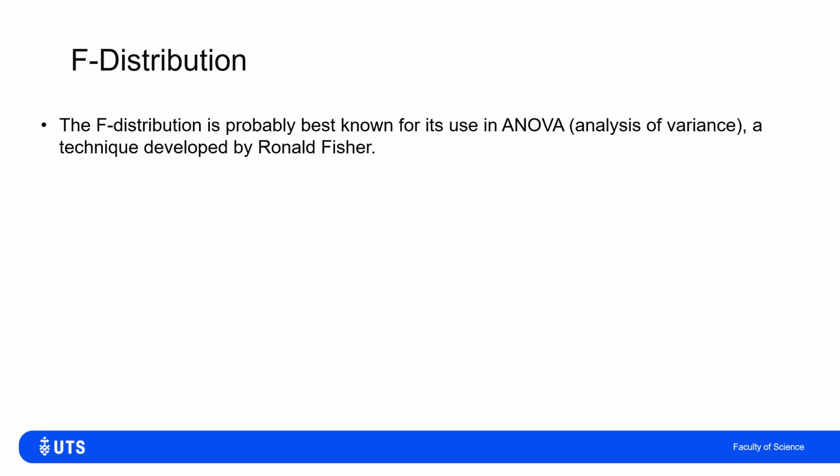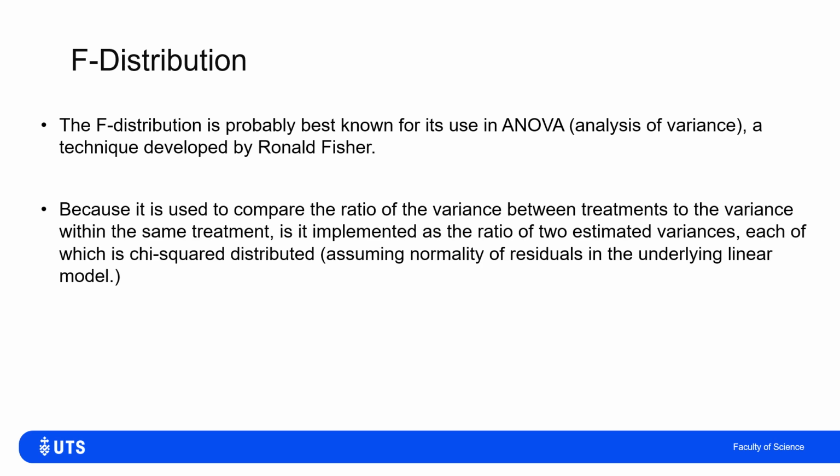Okay, so we know that it's the ratio of a chi-squared divided by its own degrees of freedom to another chi-squared divided by its degrees of freedom. But why did Fisher come up with this, and why does anybody care? Well, it's best known for its use in analysis of variance, or ANOVA. Because what you need for ANOVA is you compare the ratio of the variance between treatments to the variance within the same treatment. So it's the ratio of 2 estimated variances.